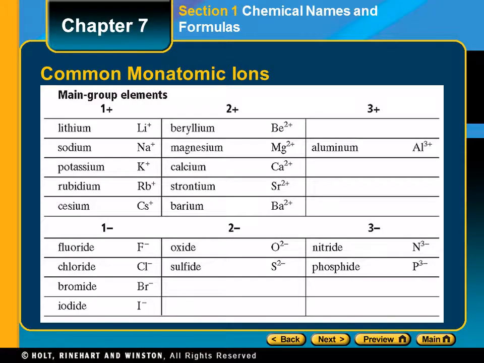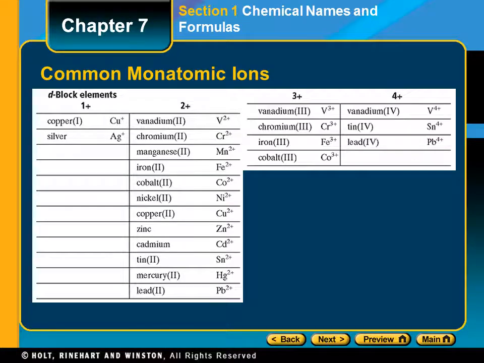And this chart gives you common monatomic ions, whether they have plus 1, 2, or 3 charges or negative 1, 2, or 3 charges, and what their names would be. And then these would be the d-block elements that form monatomic ions.